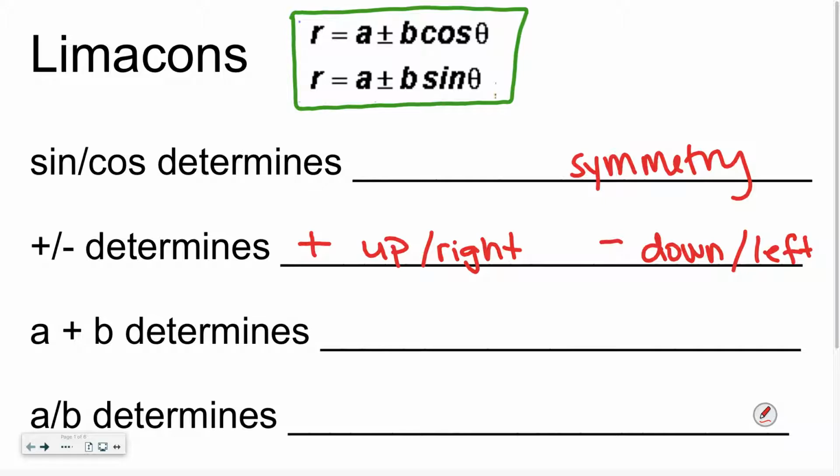It all depends on if it's paired with a sine. Sine is going to mean up or down. So if it's a plus b sine theta, a majority of the limaçon is going to be above the pole. If it's a minus b sine theta, a majority of it is going to be below the pole. And the same thing with cosine, right and left, with the positive and the negative.